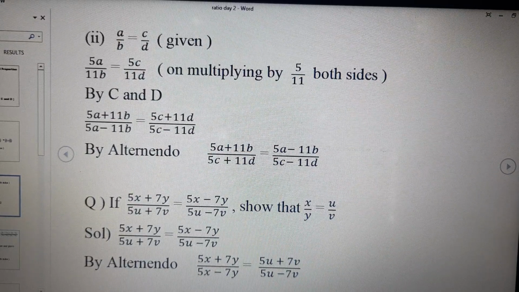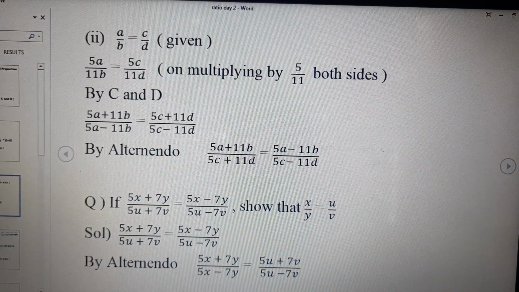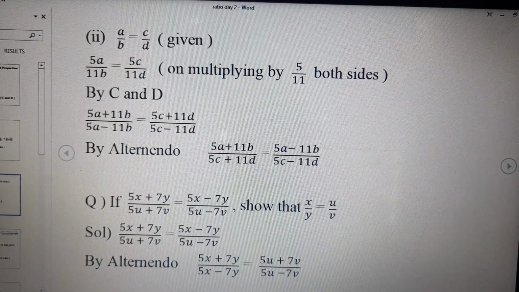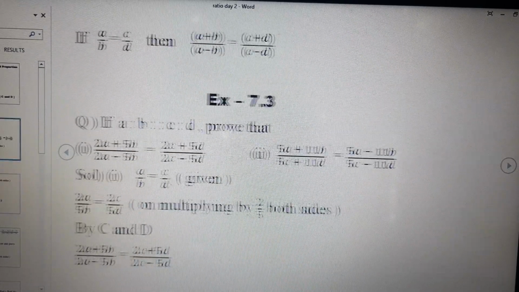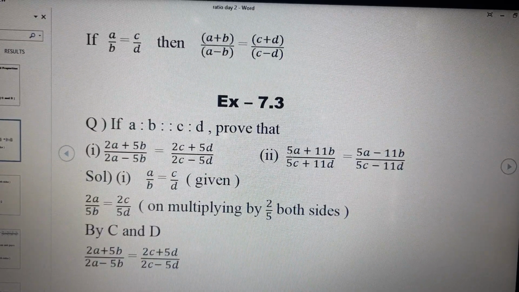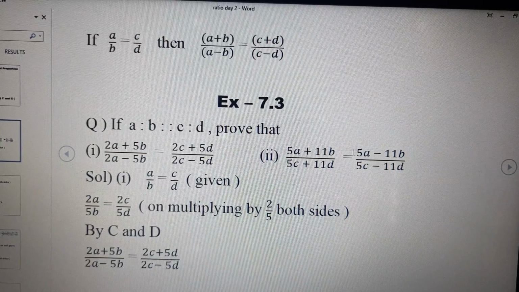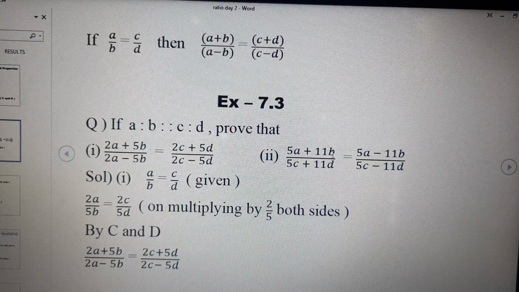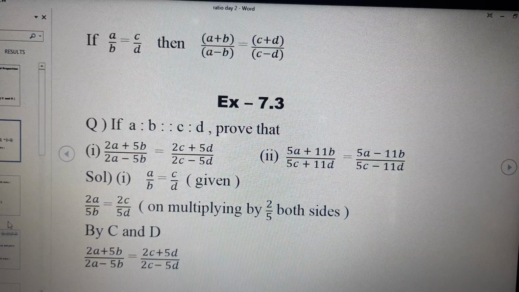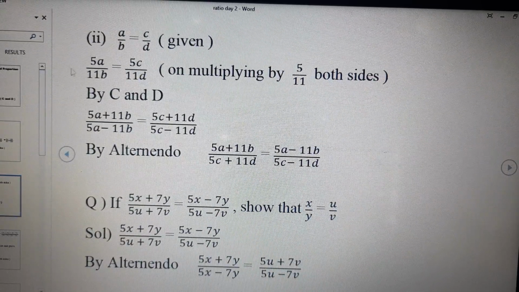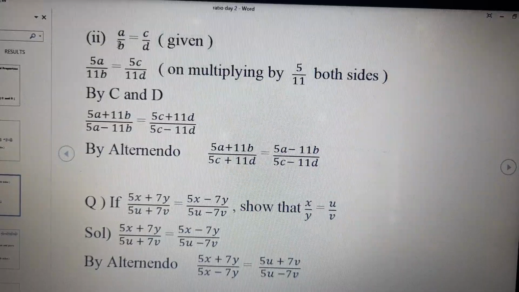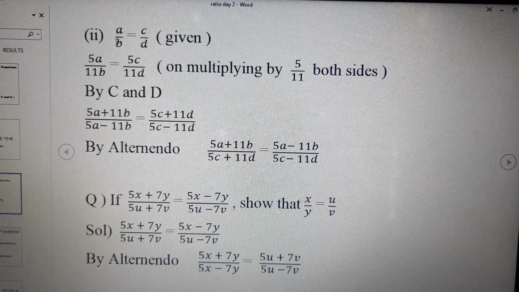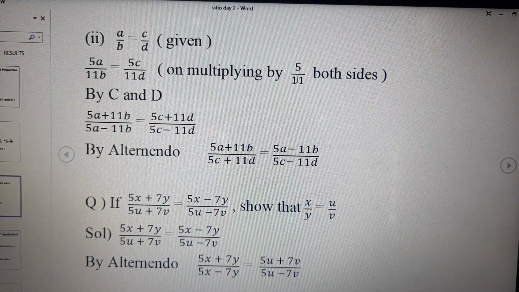Moving on to the next part of the same question. It says that the same thing is given, A upon B is equal to C upon D. And then what are we supposed to prove? Let us go back to the question. Question says that 5A plus 11B and 5C plus 11D. It means 5 and 11 are the numbers. 5A, 11B. So with A we require 5, with B we require 11. So we have multiplied by 5 by 11 both the sides.